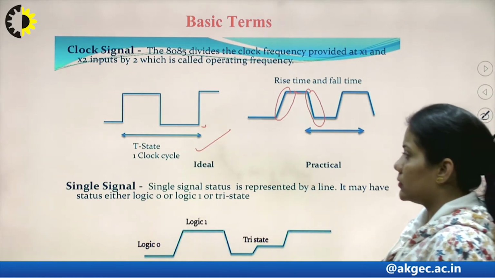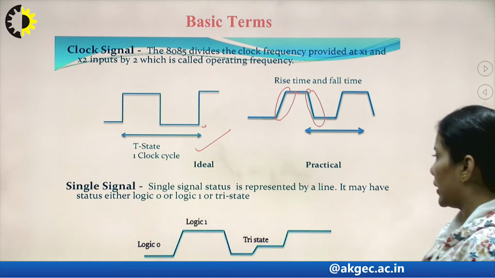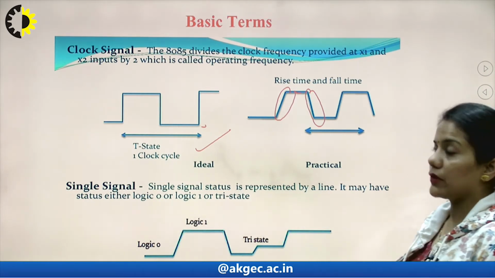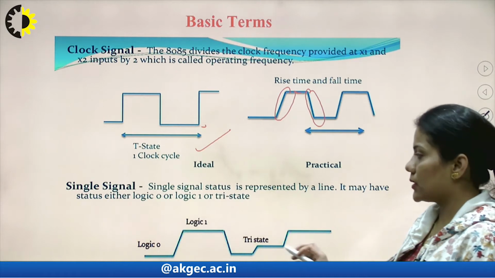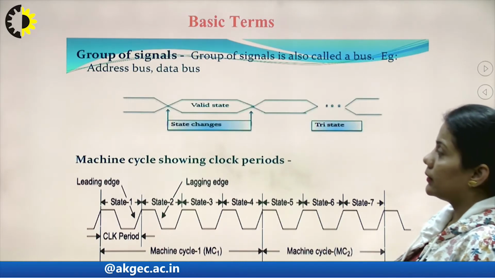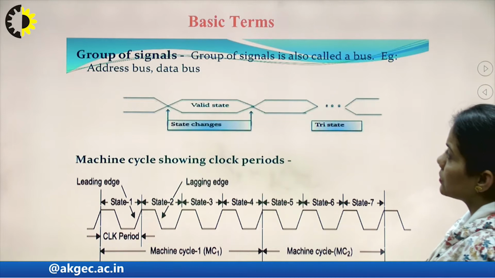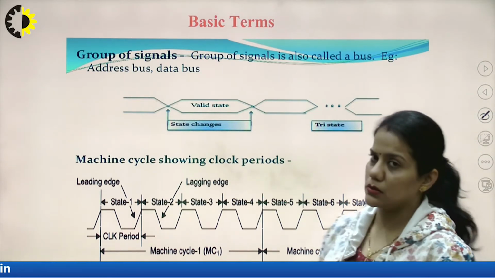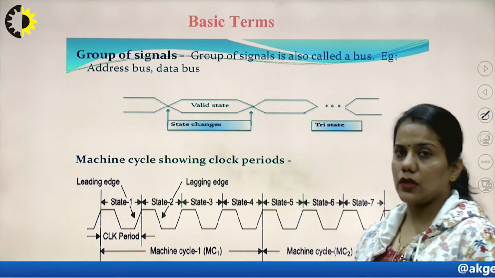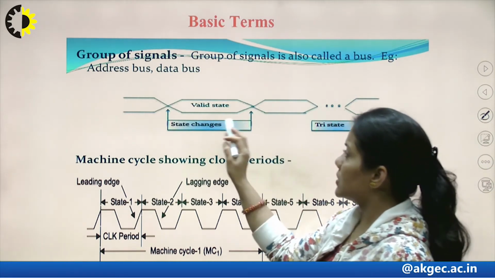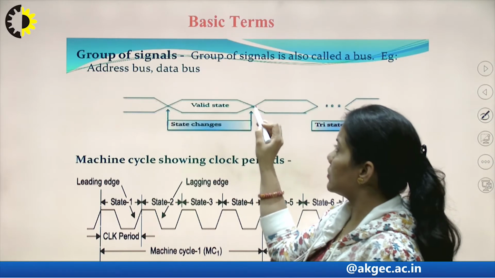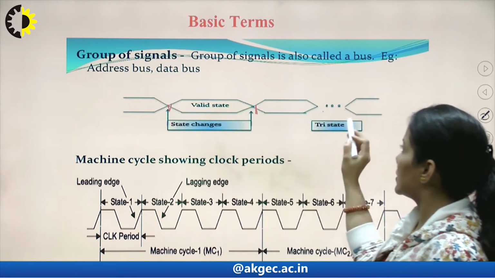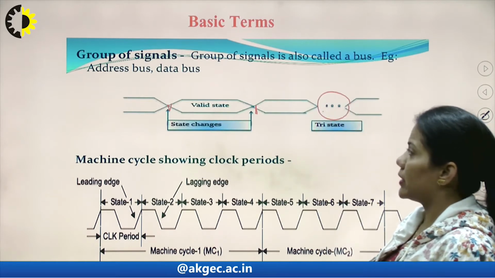A single signal status is represented by a line. It may have status either logic 0 or logic 1 or tri-state. Next, a group of signals is also called a bus, for example, address bus and data bus. We will see in the timing diagrams that we have this type of signal. So this denotes the change of state, this is the valid state, and this denotes the tri-states.